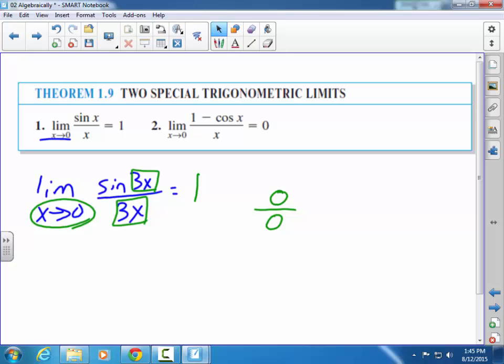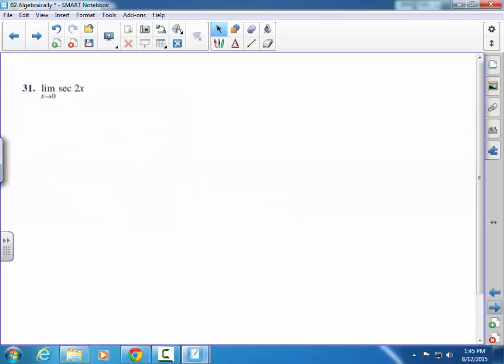All right, is that confusing enough? Oh, good. Now let's look at this. Then what are we going to do here? The limit as x approaches 0 of sec 2x. Secant is 1 over cosine. Very good.